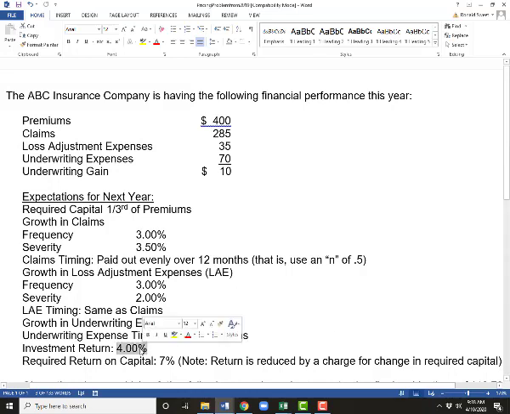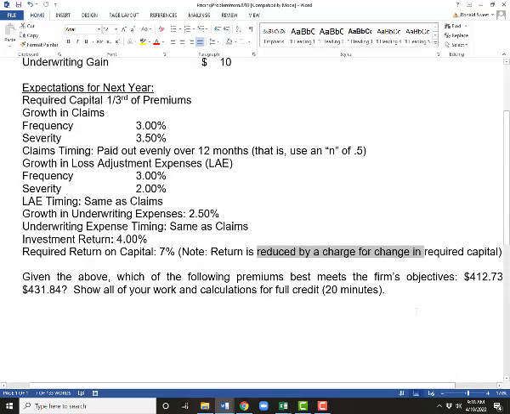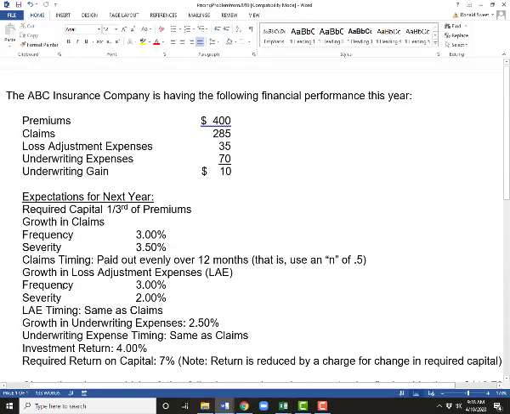The investment return is 4%, and then 7% return on capital. Remember, our return we're reducing for the change in required capital. I gave you two premiums. Well, what I would encourage you to do, so I'll count 15 minutes for this.